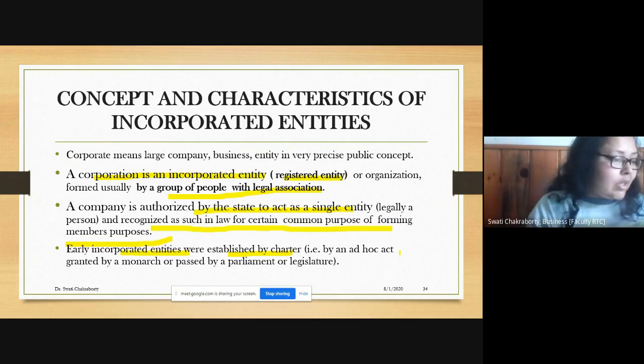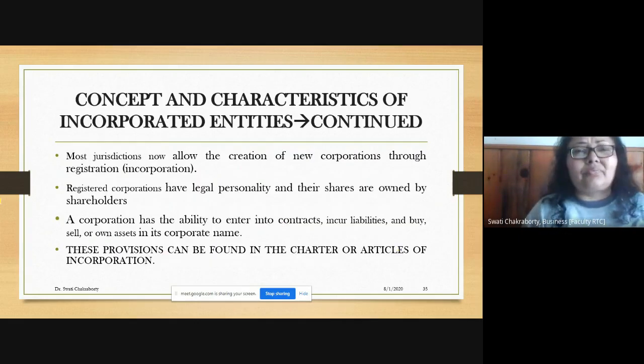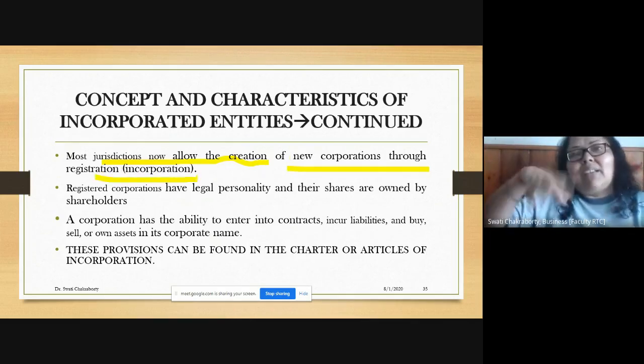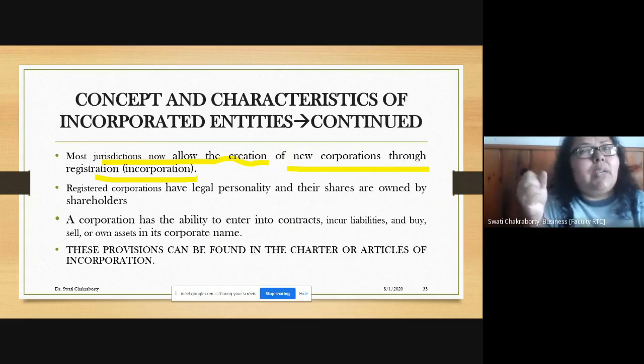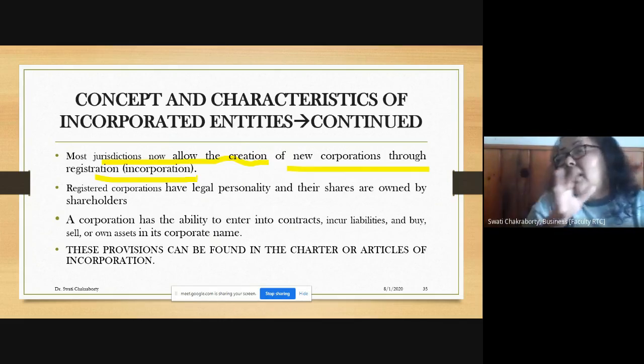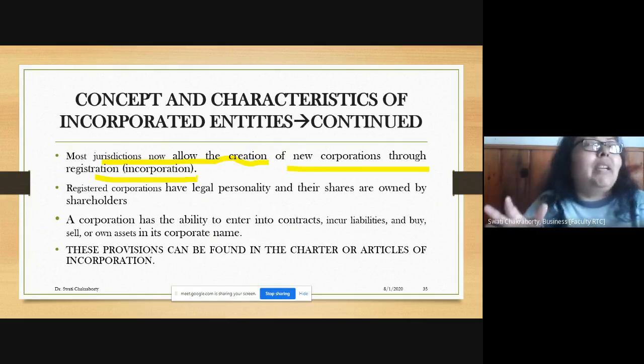Now what happens is, more jurisdictions now allow the creation of new corporations through registration. The legal aspect is coming in more because there are so many fraud cases happening. So the legal system is becoming tighter and tighter, and it's becoming very difficult to actually go for incorporation. Big companies are there, but not all big companies are corporations, right?